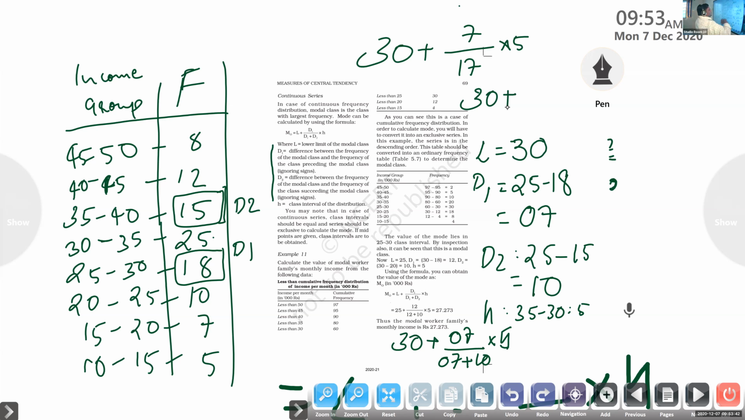30 plus 7 by 17 multiplied by 5, the answer is 32.05. Yes, then the answer is 32.05, right? If you calculate this, you get 2.05 and add to 30. Is that correct or not? Check there.